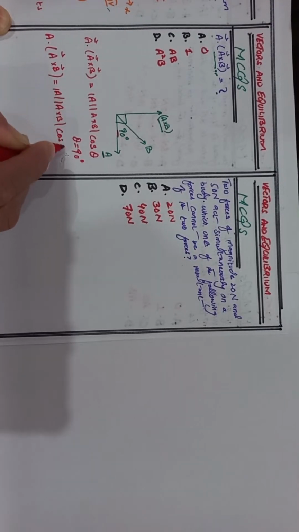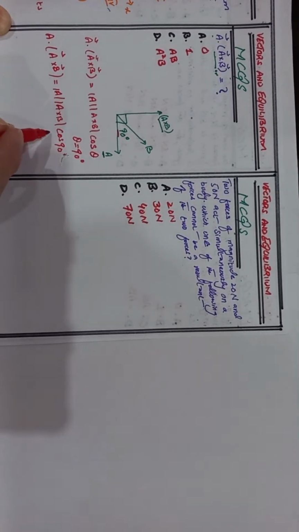So here we write A dot A cross B is equal to magnitude of A cross B, and cos of 90 degree. Cos of 90 degree, we know that is equal to 0. So the answer of A dot A cross B is equal to 0.